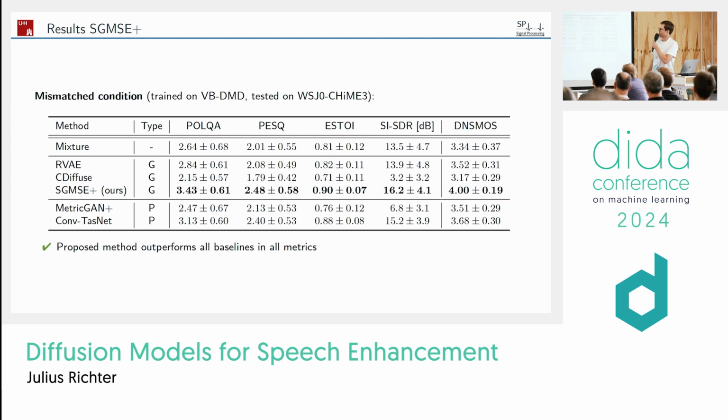And now we can look, I think you can lower a bit, and then I go, yeah, thank you. And now we look at the mismatched condition. Here you see trained on VoiceBank-DEMAND and tested on WSJ0-CHiME. And now we can see the following effect, that in the mismatched scenario, we outperform all methods in all metrics, so also the predictive methods, which is very nice.